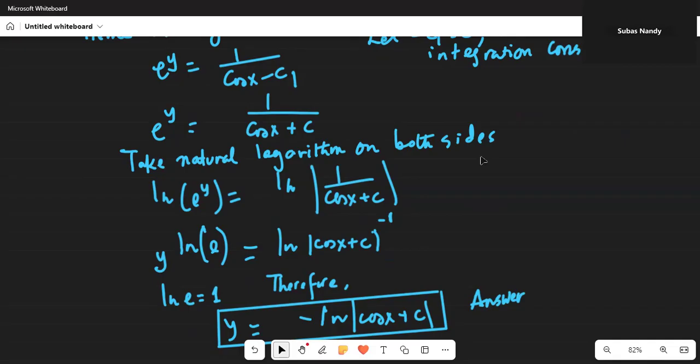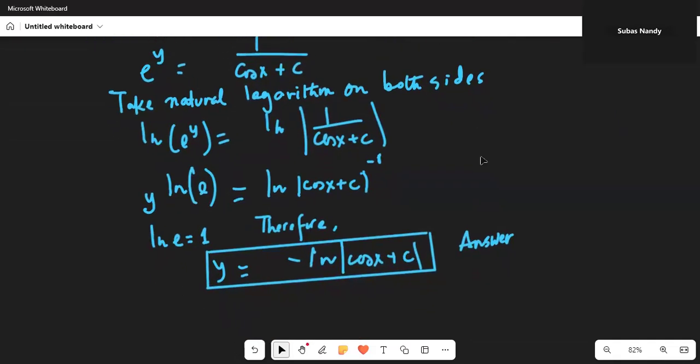Therefore, y is equal to ln of (cosine x plus c) to the power of minus 1. The minus 1 comes in the front. y is equal to minus ln of cosine x plus c. Remember, c is equal to minus c1. c is just an integration constant. So the final answer is y equal to minus ln of the absolute value of cosine x plus c.